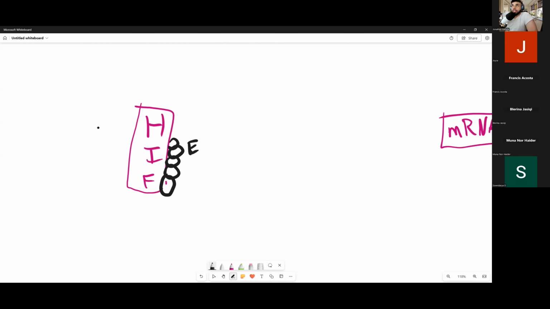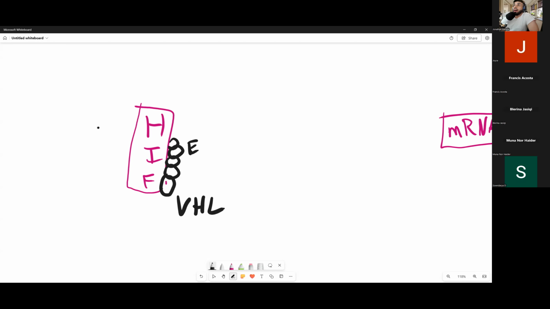E3 ubiquitin ligase. So I'm going to let you in on a little secret. This ubiquitin ligase, it really has a name. It's called VHL protein. Von Hippel-Lindau protein. So this is the job, basically, of the von Hippel-Lindau protein to consistently ubiquitinate HIF. So HIF will not express itself.